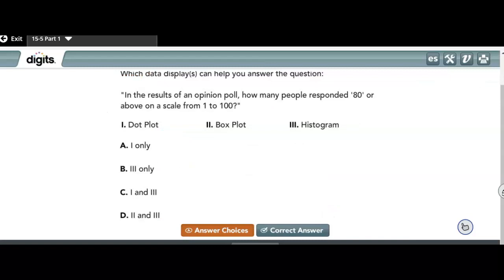When looking at this problem, which one can we eliminate right away? Liam, we can eliminate box plots right away because it says how many people. We want to know an exact amount. So, a quiet drum roll, please. The correct answer is 1 and 3. So you could use dot plots or histograms.